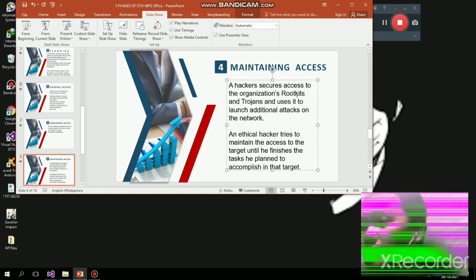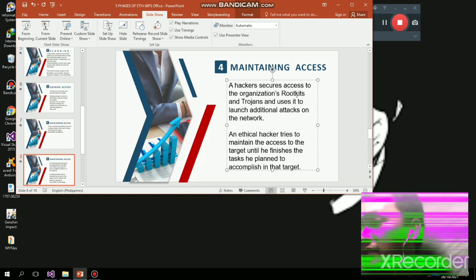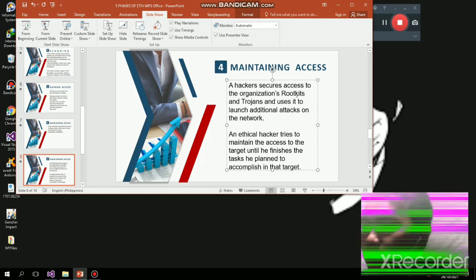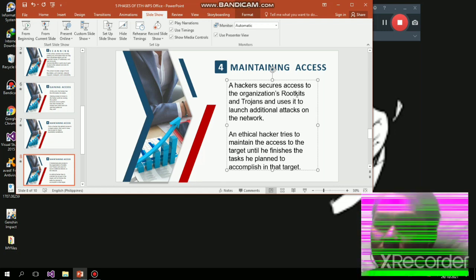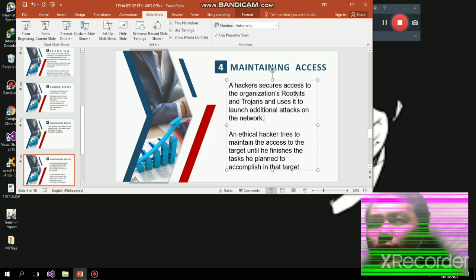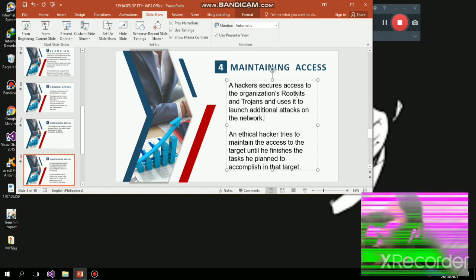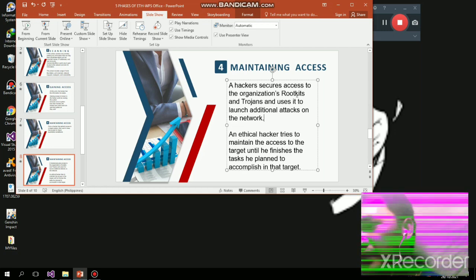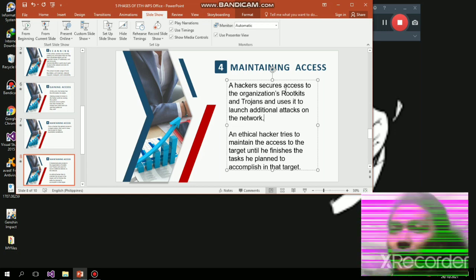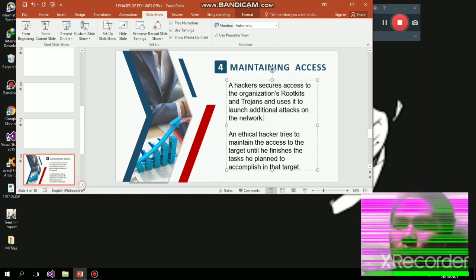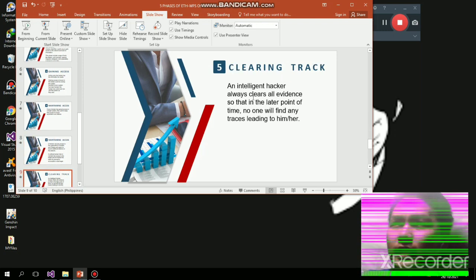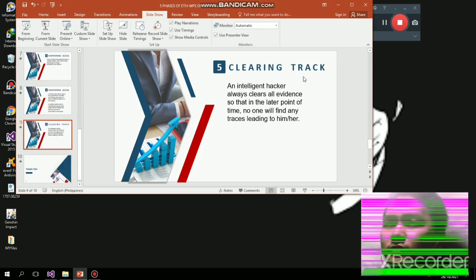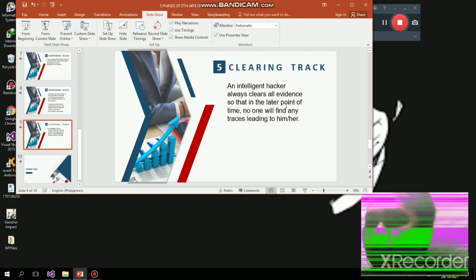So this is what rootkits are. A rootkit is a set of software tools that enable unauthorized users to gain control of a computer system without being detected. So that is rootkits. And a trojan is a type of malware disguised as legitimate software. So that is trojans. The next phase is clearing tracks.